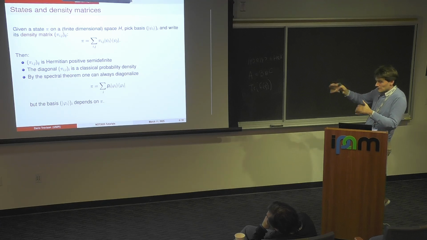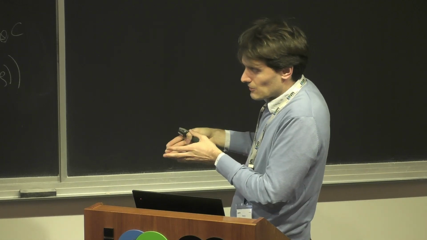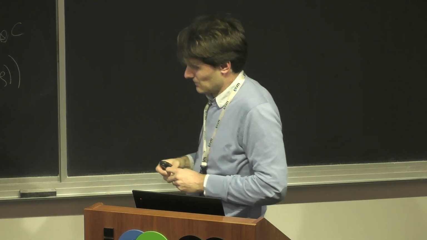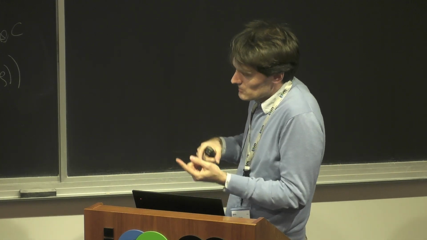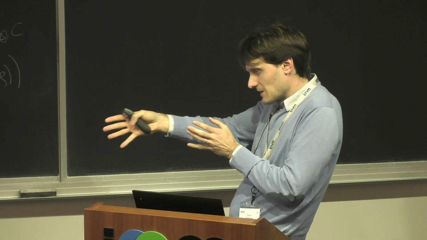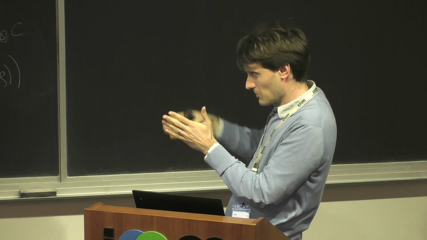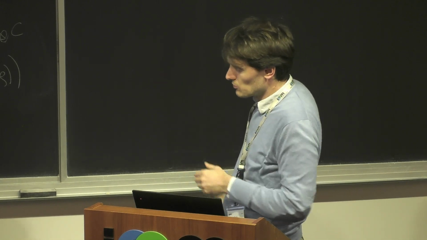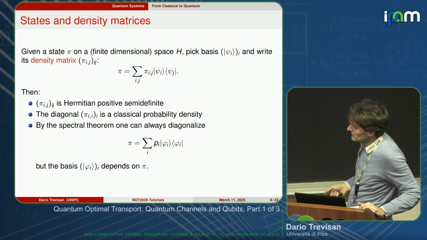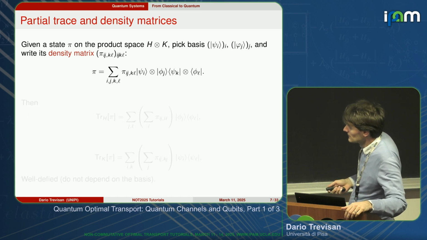But the point is that by the spectral theorem, you can always find a good basis so that it becomes diagonal. But what is the catch in quantum, in these non-commutative settings? The basis will depend on pi. So essentially, you can find the right point of view and see a classical object, with no off-diagonal terms, just a classical probability density. But this point of view will change, non-trivially, depending on the state that you have. Okay, this is maybe one way to see that things can become more different.